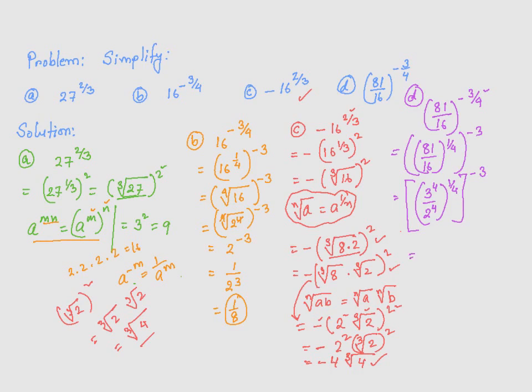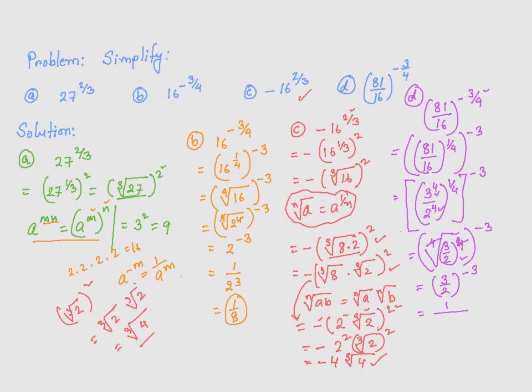It's going to be the fourth root of 3 to the power 4 over 2 to the power 4. Because 3 to the power 4 divided by 2 to the power 4, I could write it as 3 over 2, to the power 4. And then the whole thing raised to the power negative 3. Now look, 3 over 2 to the power 4 right here, and the fourth root, they are going to cancel each other out. That's going to give you 3 over 2, just 3 over 2, and the whole thing to the power negative 3.